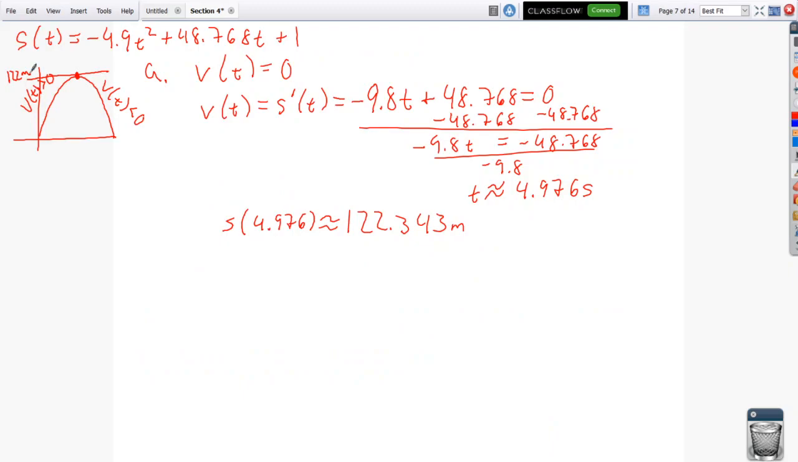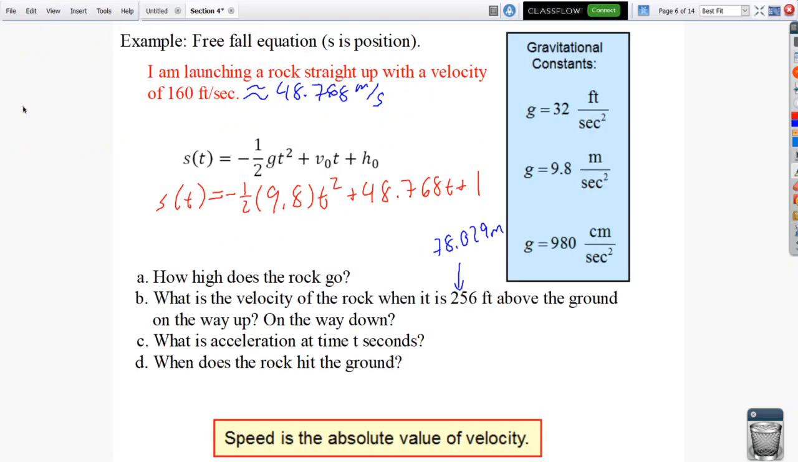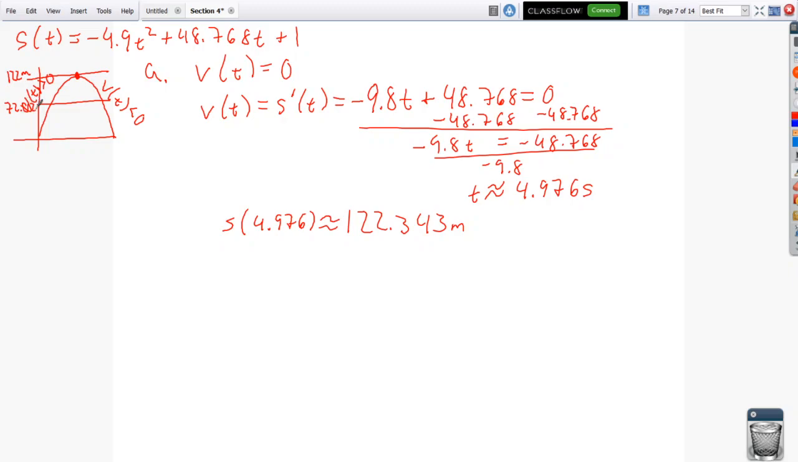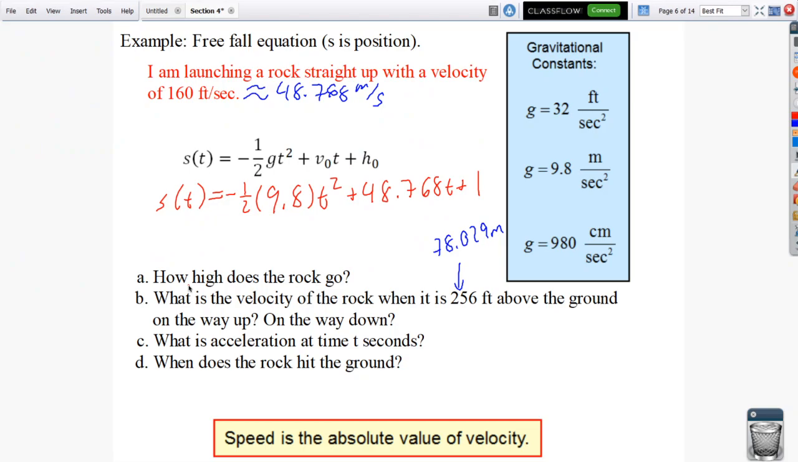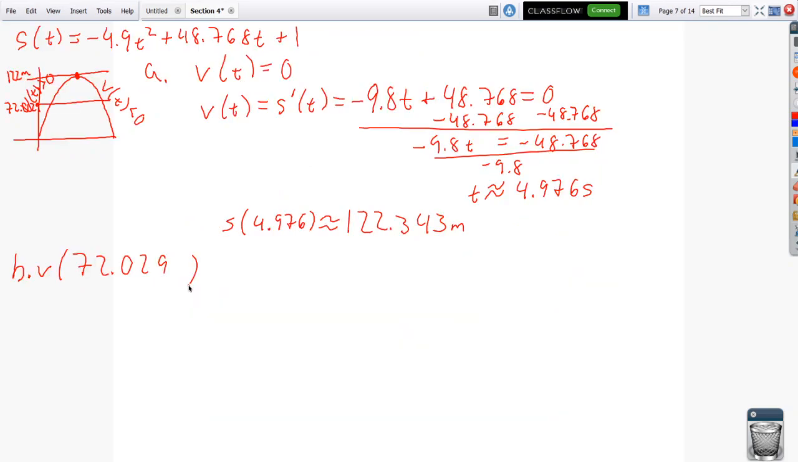So we want to know what is the velocity at 78.029 meters. Part B, we want to know what is V of 78.029 meters, right? And that sounds like exactly what we wanted to do, right? Find out what is the height of this not kitten at 78.029 meters. No, that's not what we want.